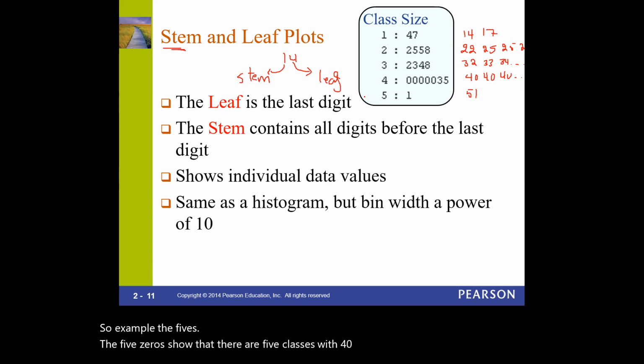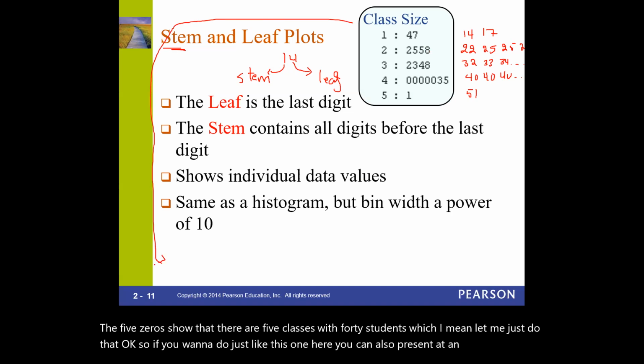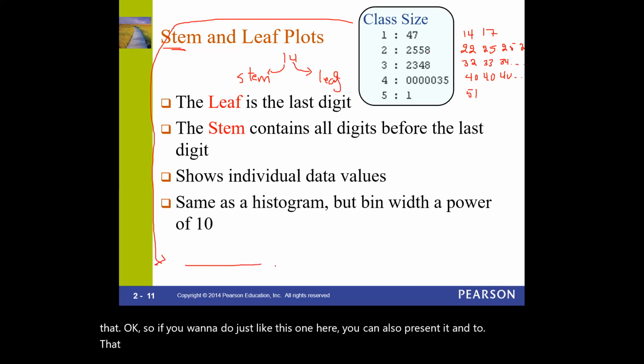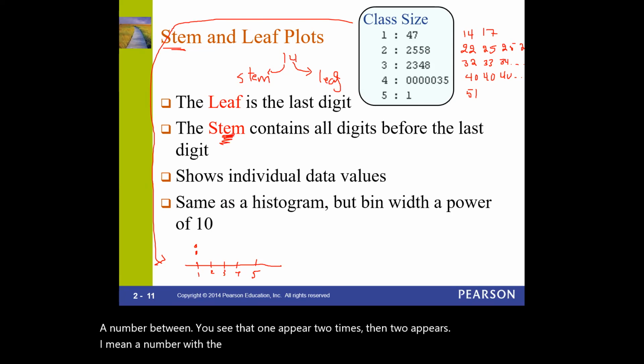Let me just do that quickly. If you want to do it like this one here, you can also present it as a dot plot. This is like 1, 2, 3, 4, 5. You're going to say 1 appears 2 times. I'm talking about the stem here. In that case, this is the stem.